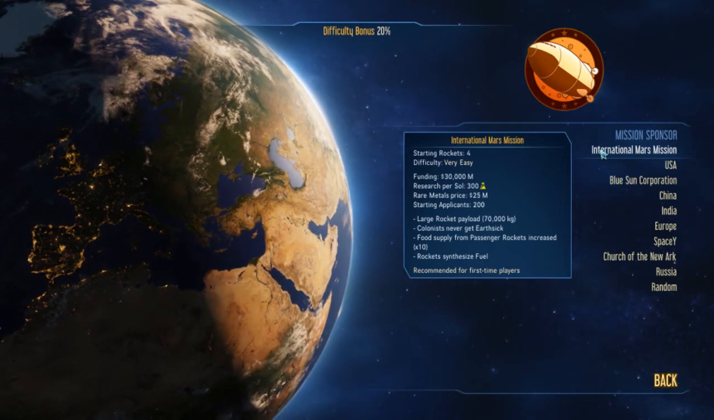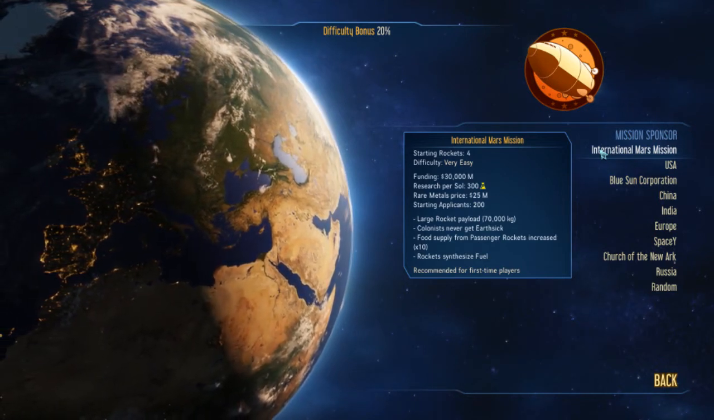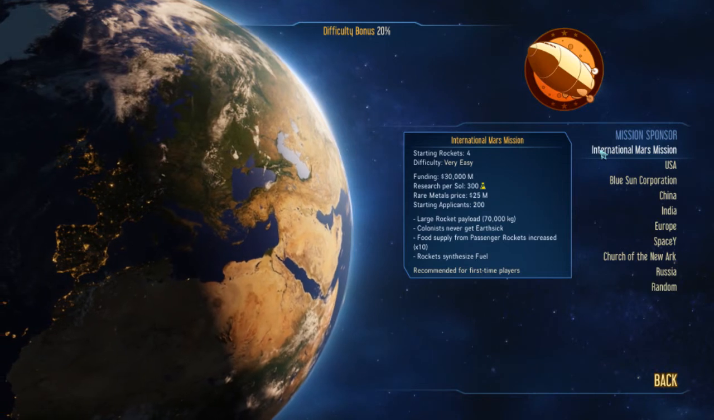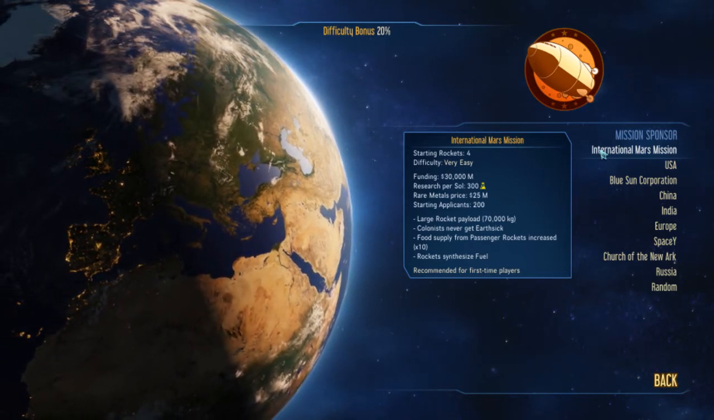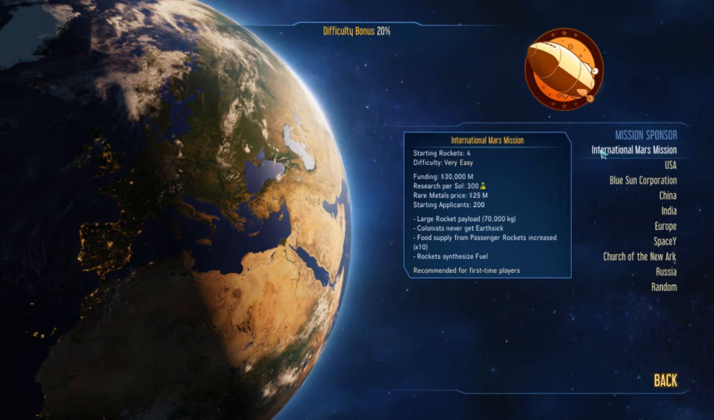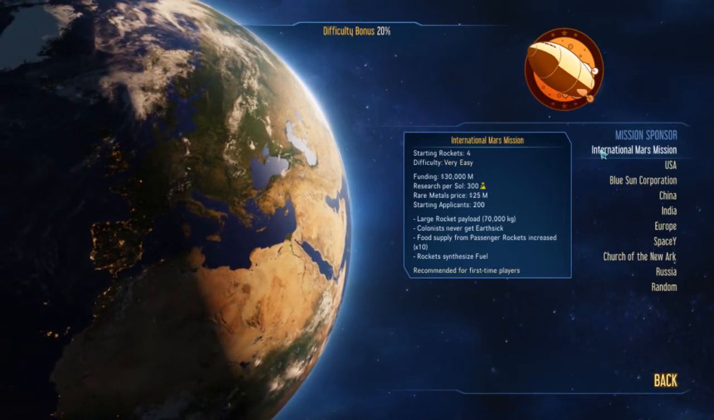The funding that they start off with is 30 billion. That is an extreme amount of starting money. You're going to be able to do a lot with that compared to what you would be able to do with any other faction in the game. Like, ridiculous amounts of work can be done with that.